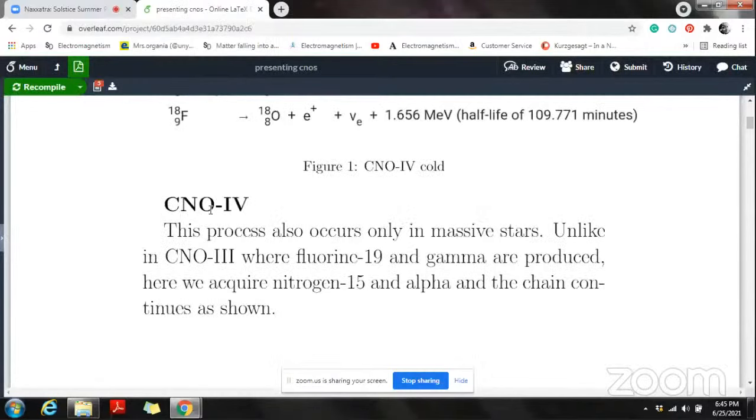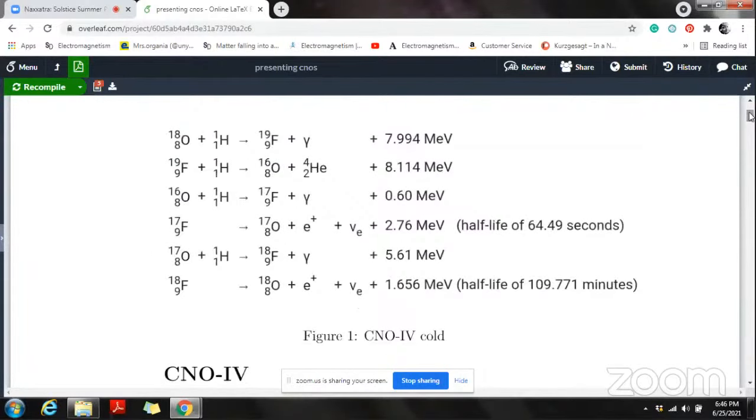Thank you. Now I'm going to speak about CNO4. This process also occurs in massive stars. Unlike CNO3, where fluorine 19 and gamma are produced, here we acquire nitrogen 15 and alpha, and the chain continues as shown above. So this is a figure I've got.